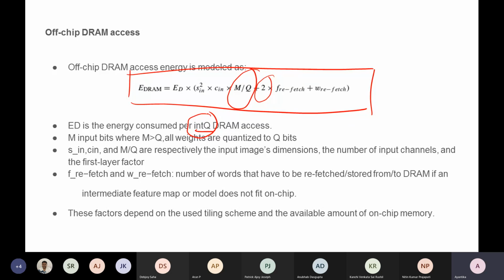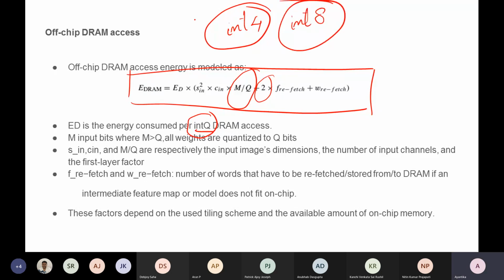If I give this as int 4 or int 8, that is the number of bits used to represent that int. Yes, the number of bits we are using to represent that one. That means int Q means the quantization we have considered, and this int 4 or int 8 is the representation we are using to realize our inputs, weights, etc. Okay, this is one thing.